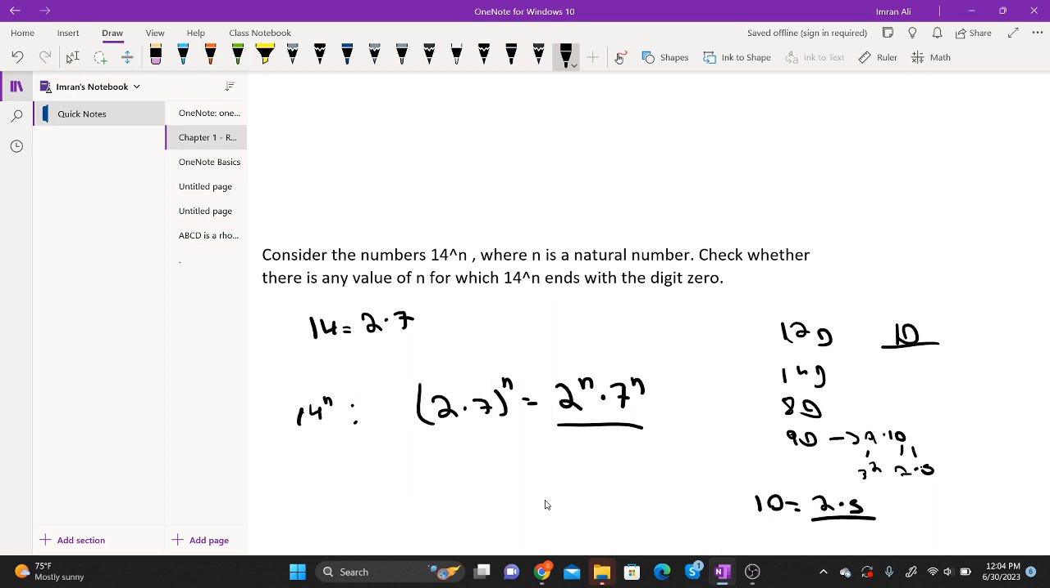So that means we have to have a 2 and a 5 in this prime factorization of 14 to the n for it to end with a digit 0. If we take a look, we have a 2, but we don't have a 5. So the answer is just no, since we don't have a 5 in this prime factorization. Our answer is no.